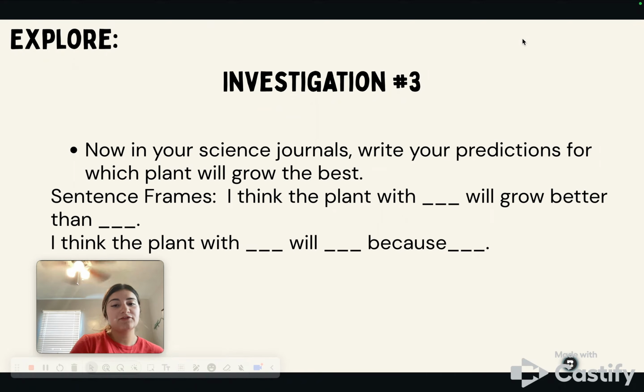Then there's another sentence frame that says, I think the plant with blank will blank because blank. So go ahead and take some time to use these sentence frames and write your predictions for which plant you think will grow best. So work with your partner and write in your science journals your predictions about which plant will grow the best. So I'll give you guys some time to write down your predictions.